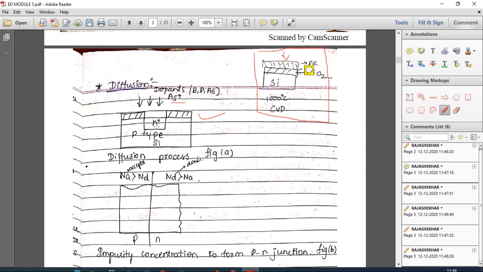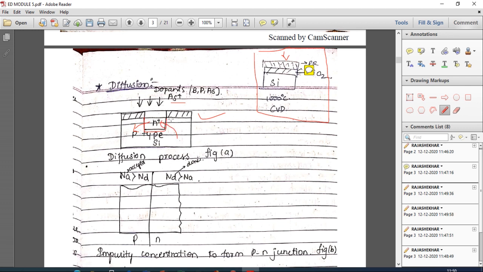Okay. So what happens once we have done the diffusion? Once we have diffused an N-type material in the P-type, as I said, it forms a PN junction. This is the junction between P and N-type. In the N, the majority charge carriers are electrons, and in the P, the majority charge carriers are holes. Now they will start diffusing from the higher concentration area towards the lower concentration area. That is, the electrons will move here, and the holes will move here.